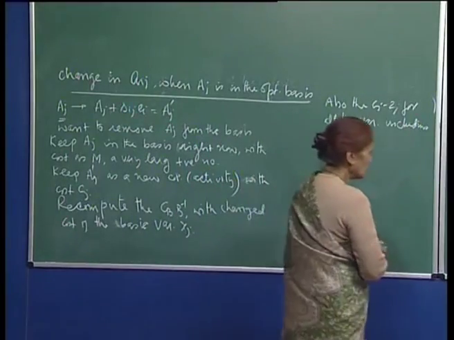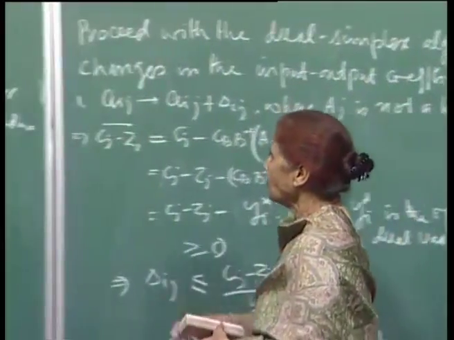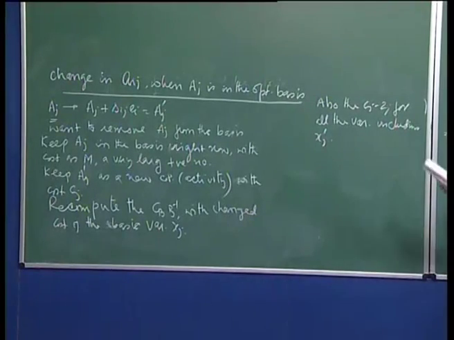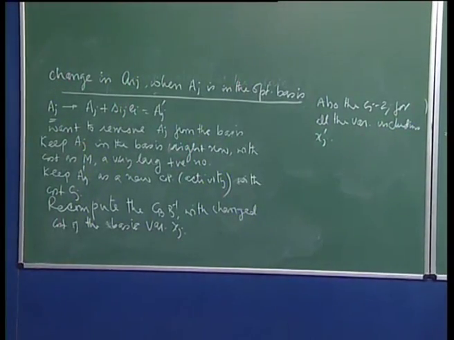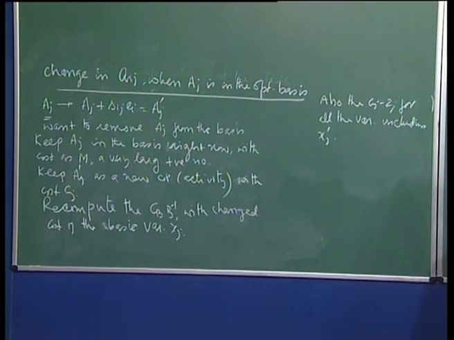So, let me work out a problem, and then I will discuss what can be the possible implications of giving a very big price to a variable when you do not want it in the basis, right. Okay. So, let me give you the data here.